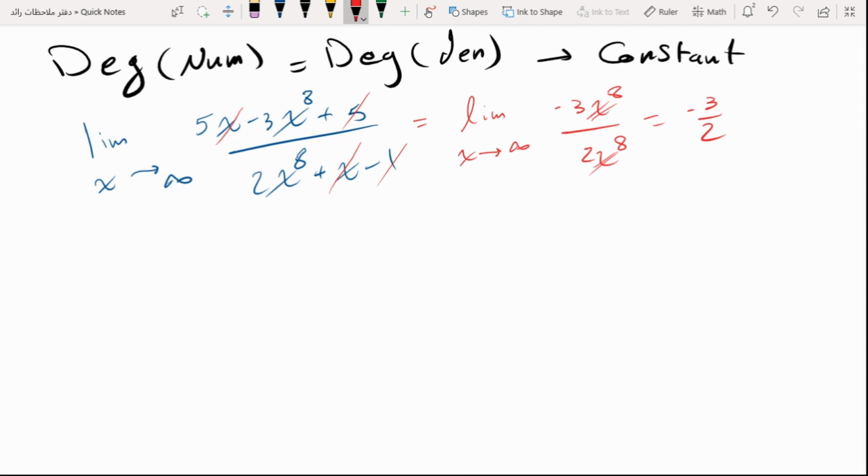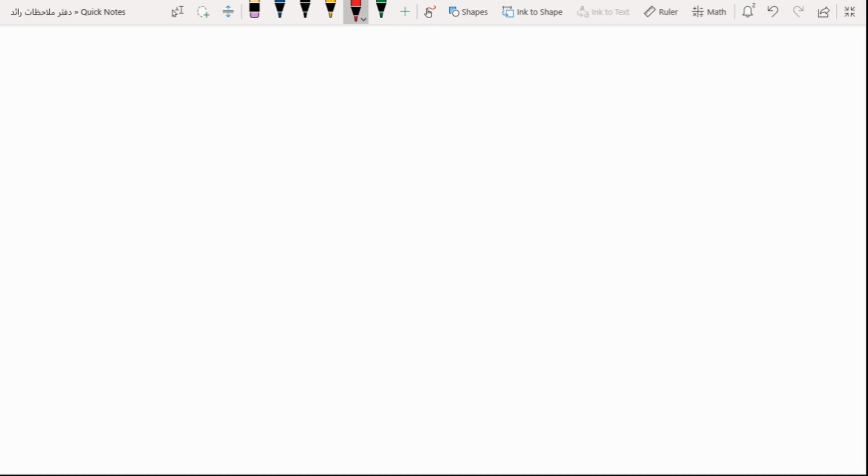Now this case is too easy, but difficulties happen when? When we have square roots. For an example, the limit as x approaches infinity of the radical of 9x to the power of 4 plus 1 over x to the power of 2 minus 3x plus 5.